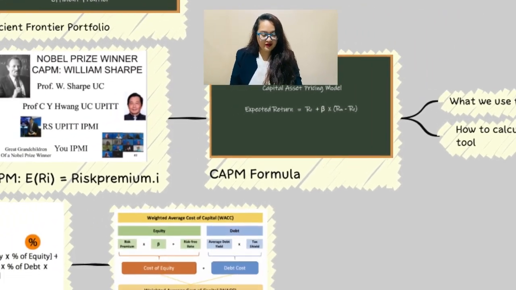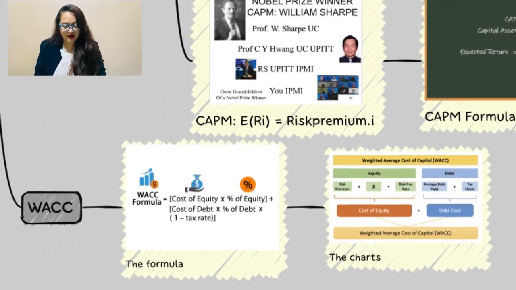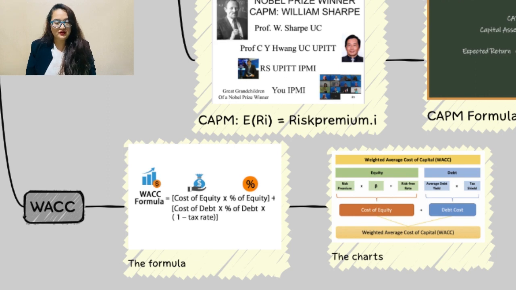Last one is about WACC, or weighted average cost of capital. It's total equity and total debt. You can see here, I put the formula and the chart.